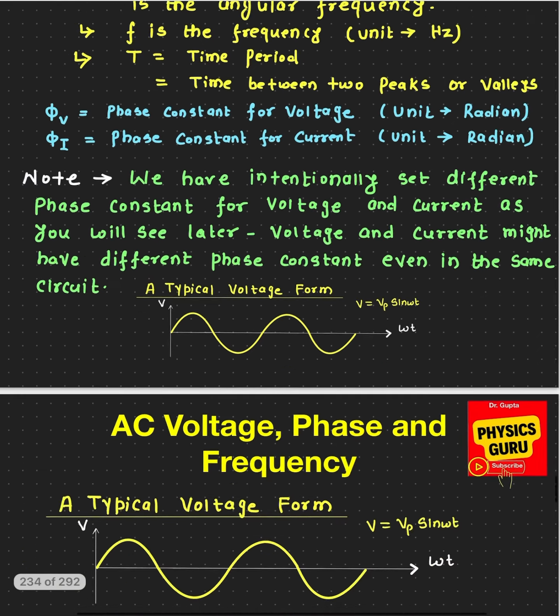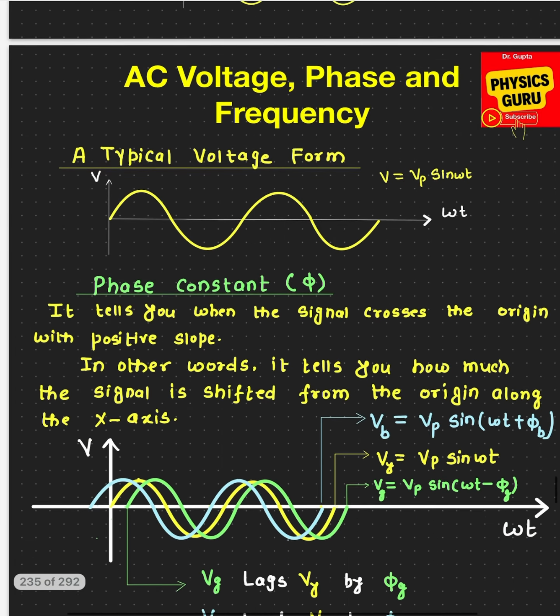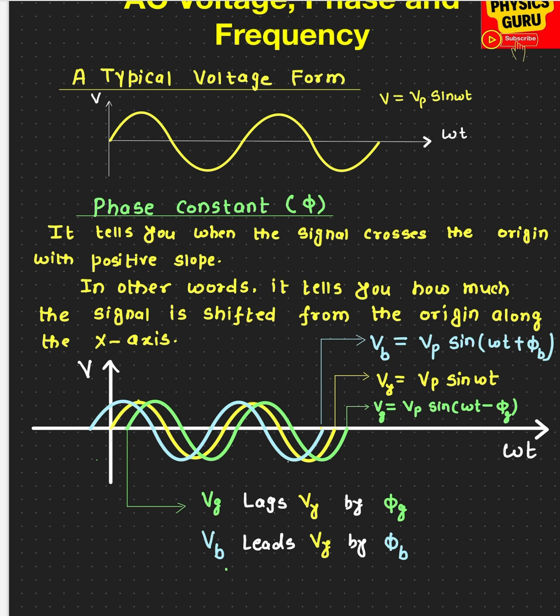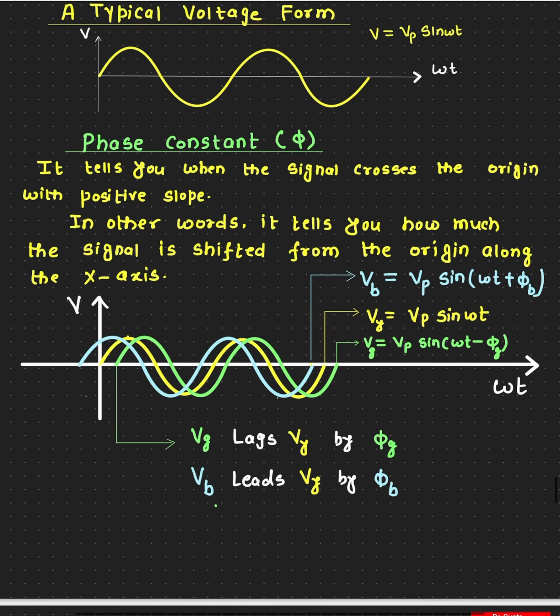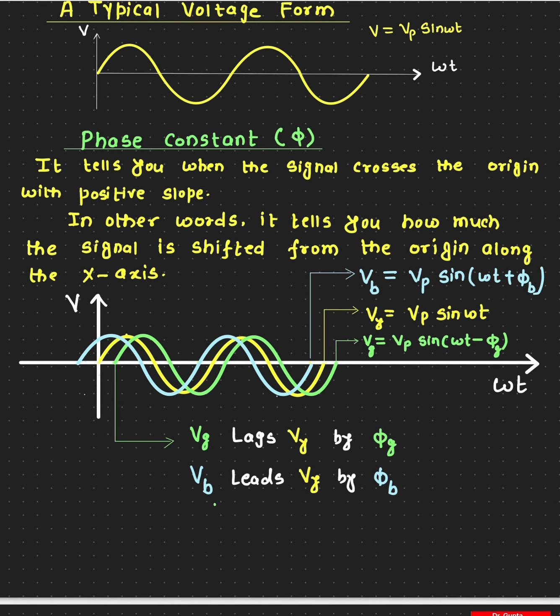All right, so now I'll talk a little about the phase constant. What does the phase constant mean? How do you visualize it? That is very straightforward. The phase constant simply tells you how far it is from the origin, or when the signal crosses the origin.